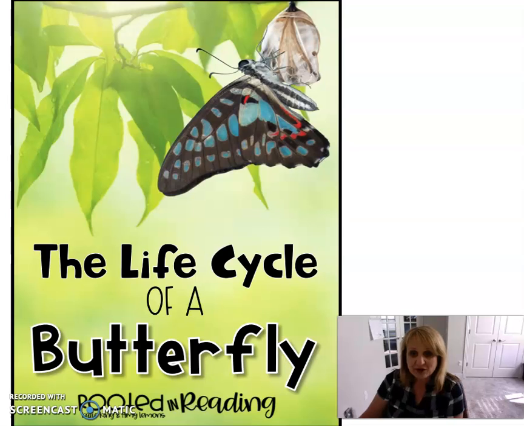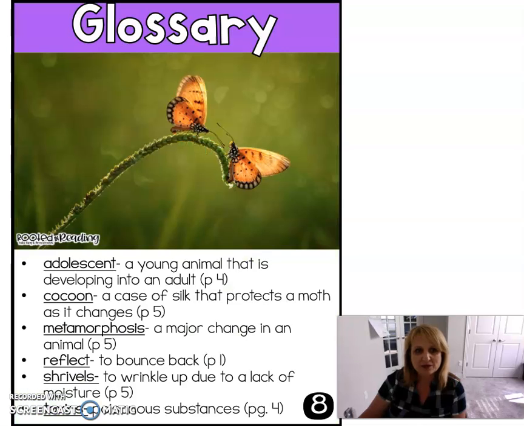We're going to start on the very back page with our glossary, which has the words that will be bold in our story, and they will tell us what those words mean. So let's begin with our glossary. The first word is adolescent. An adolescent is a young animal that is developing into an adult. In people like us, an adolescent would be like a teenager, so somebody that's growing up but they're not quite an adult yet.